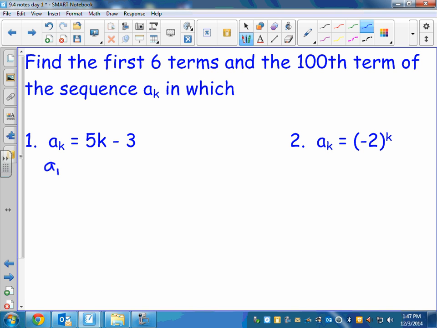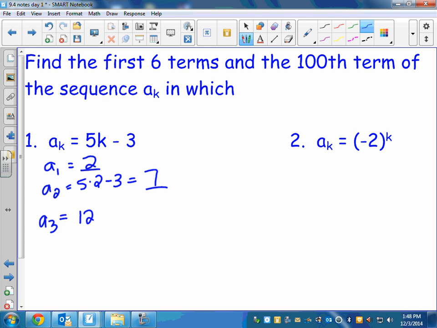So if I want to find the first term, I'm going to make k 1, and I would plug 1 in here. Are you okay if I just say that's 5 minus 3, which is 2? The first term equals 2 is what we're saying. A sub 1 equals 2. And then A sub 2 would equal 5 times 2 minus 3, or 7. So the first term is 2, the second term is 7, the third term would be 5 times 3 is 15, 15 minus 3 is 12.